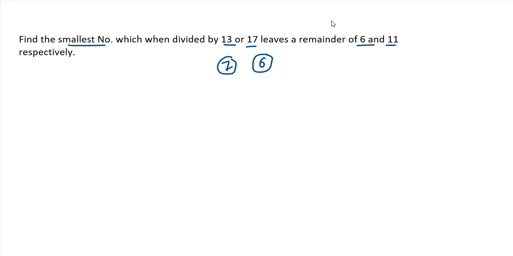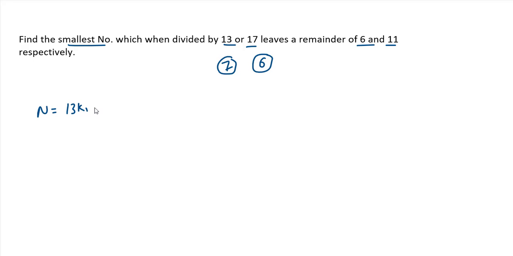In the first case that we have solved, the remainder was common. In the second case, the remainder was different, but the difference between the divisor and remainder was the same. But in this case, neither the remainder is common nor the difference between the divisor and remainder is common. So let us see how to handle this problem. The number that we are trying to find, let's say it is n. It is such that when divided by 13, it leaves a remainder of 6. So this number is of the form 13k1.